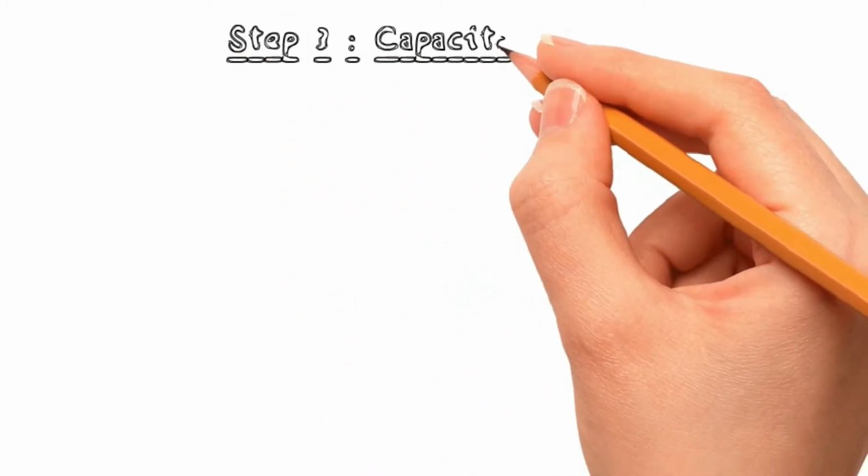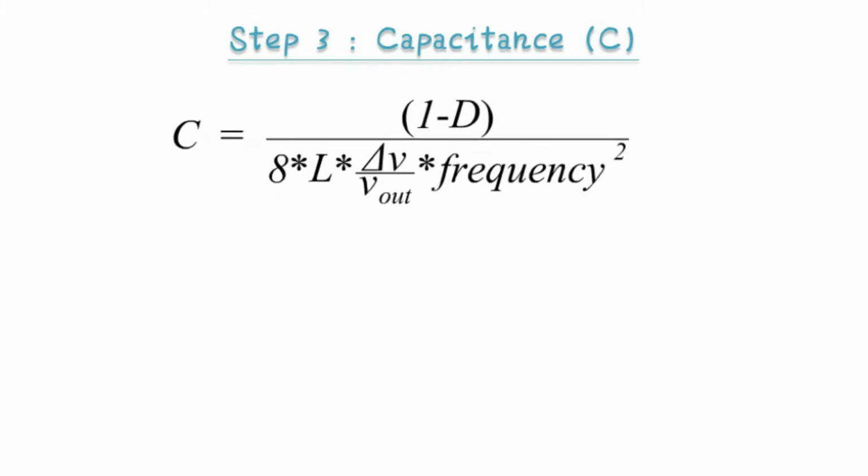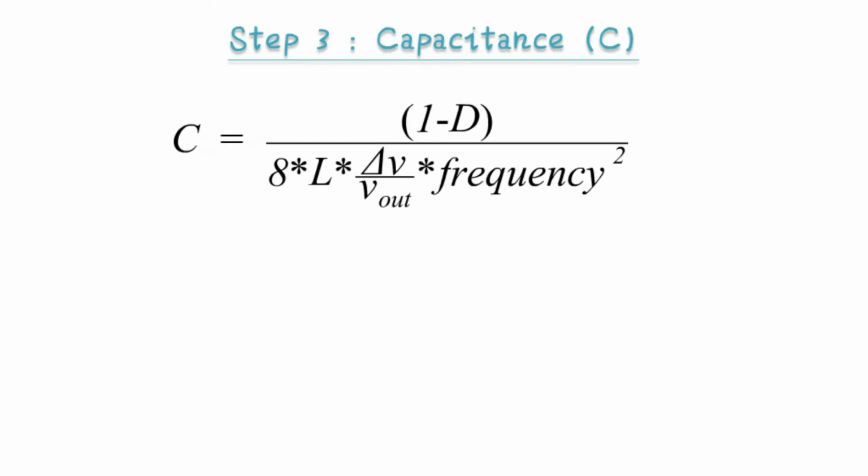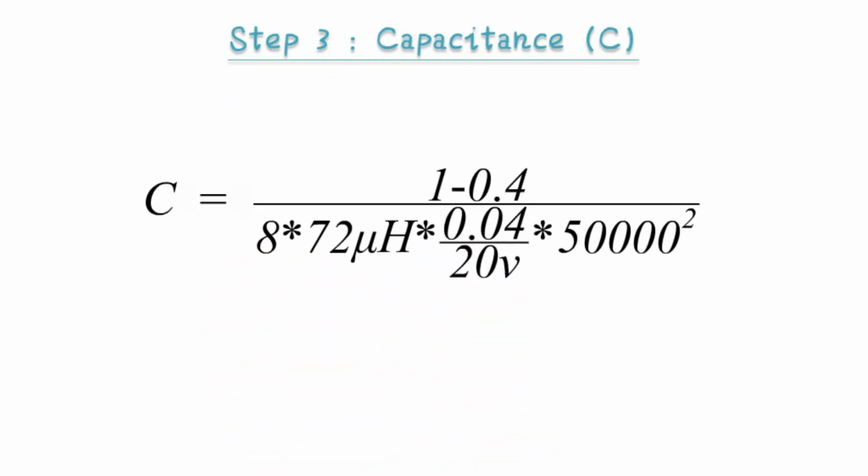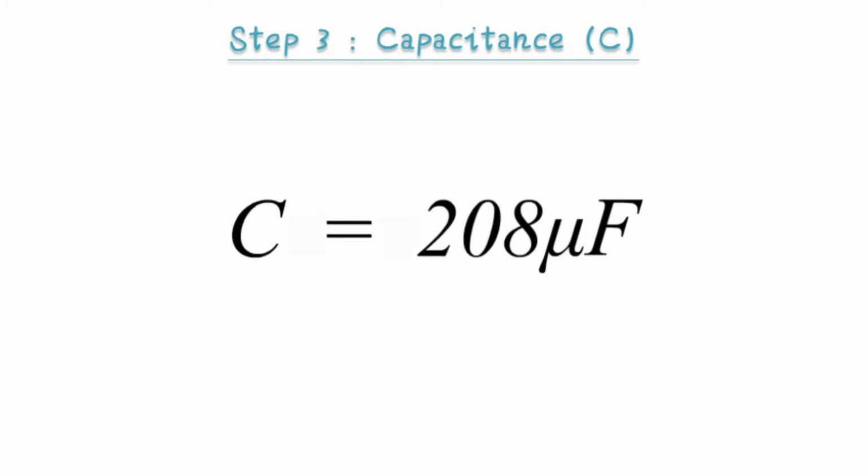Step 3. Capacitance, C. For buck converter, the value of capacitance is given by the formula shown below. Please keep in mind that delta V is the voltage ripple. Substituting the values, we get the final value of the required capacitance as 208 microfarad.